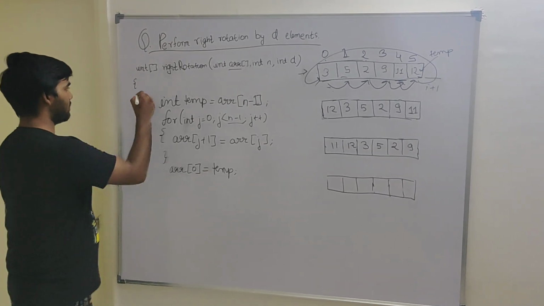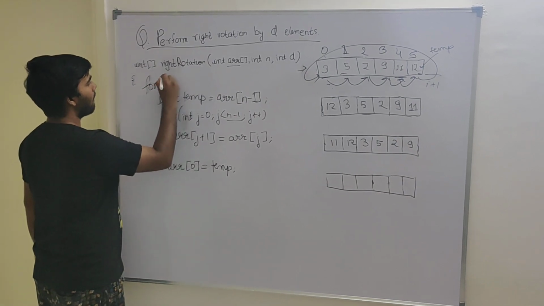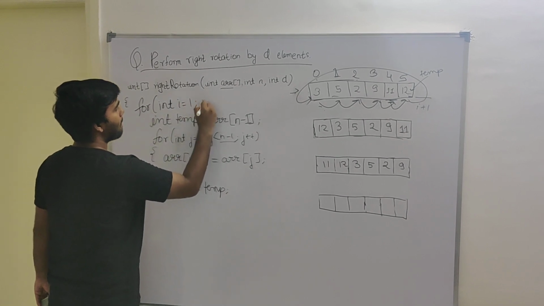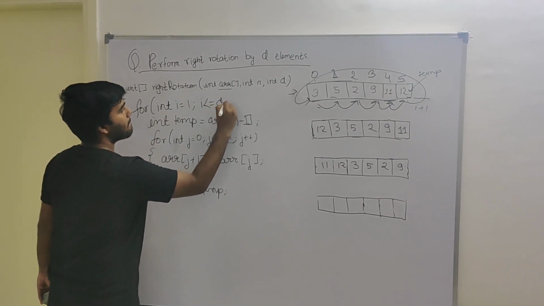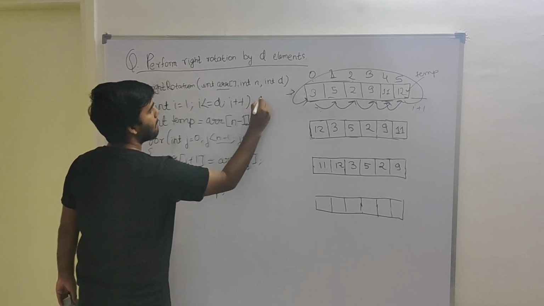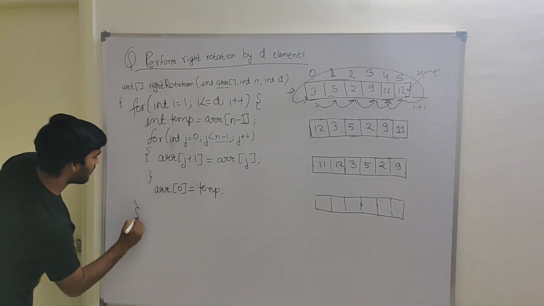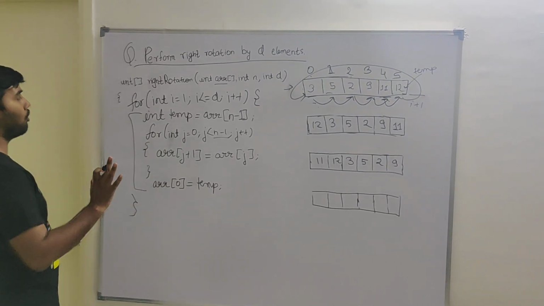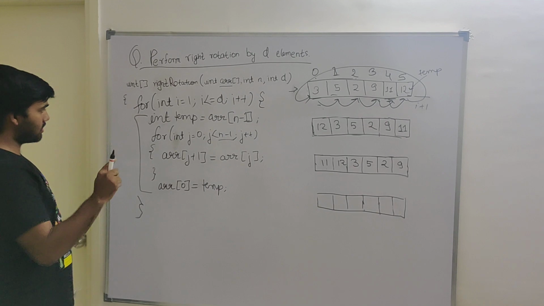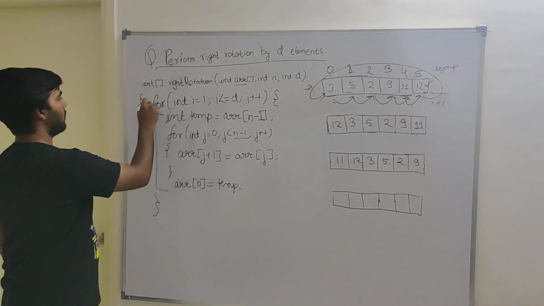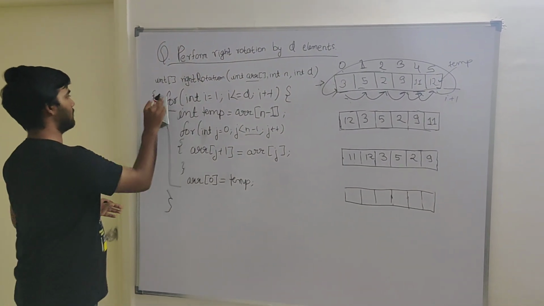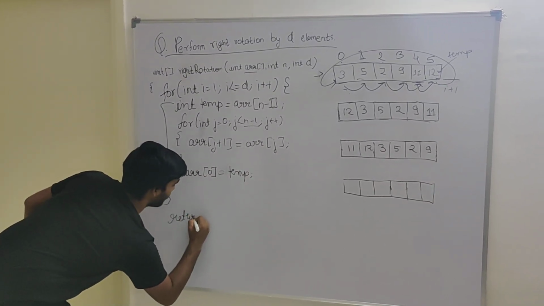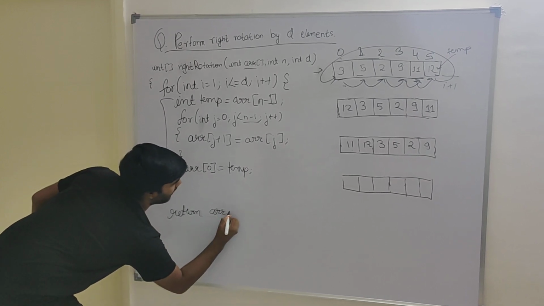So for that, we simply are going to execute a loop and iterate it. Basically, this part performs the right rotation once, and this loop is just for executing it d times. And after that, since we have a function, we are going to return this array.